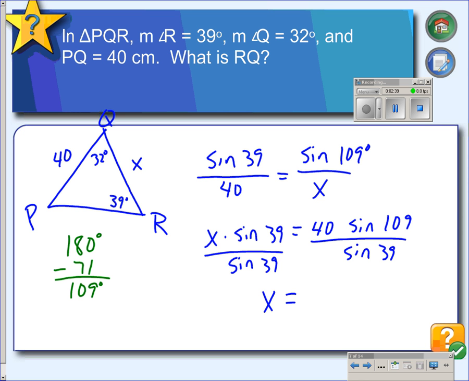When you plug that into your calculator, make sure that you're in degree mode, because these are both degrees, and just do 40 times sine of 109 divided by sine of 39. Should come out to 60 centimeters.